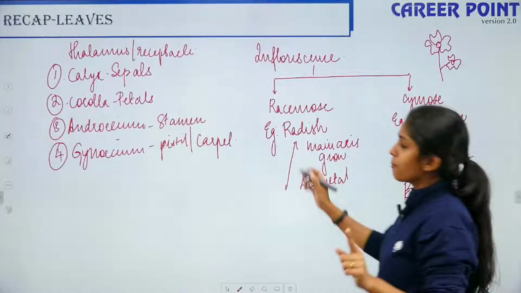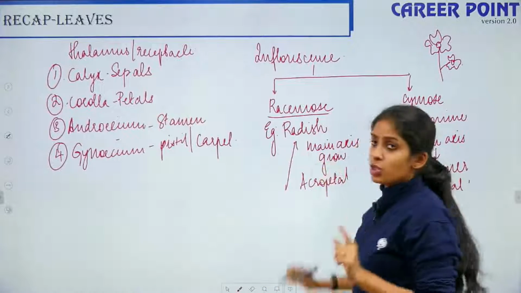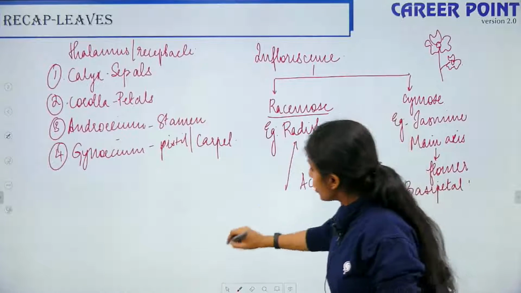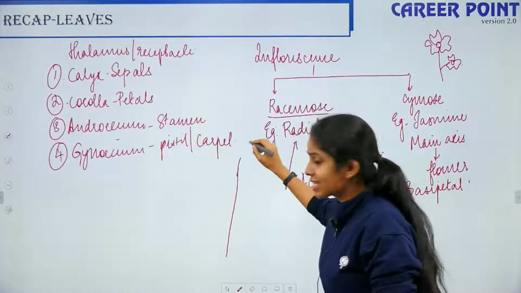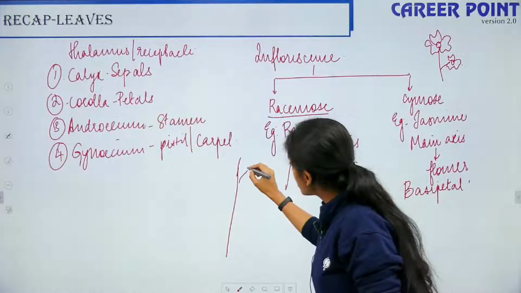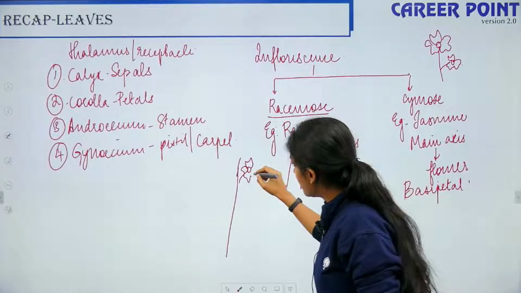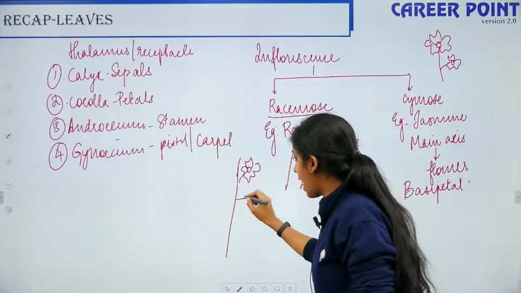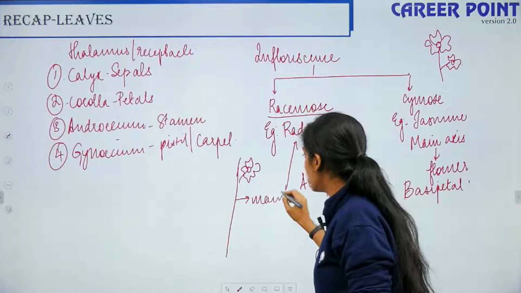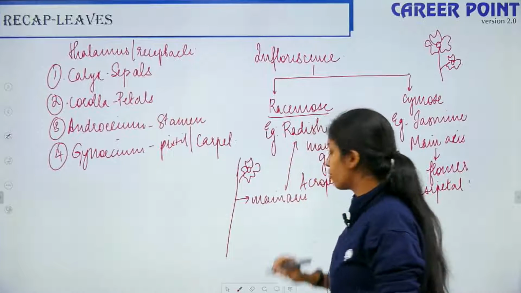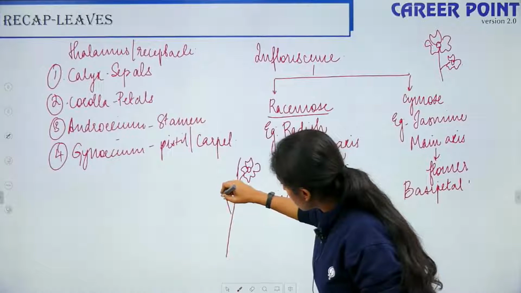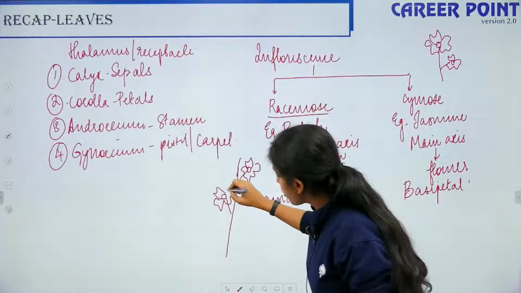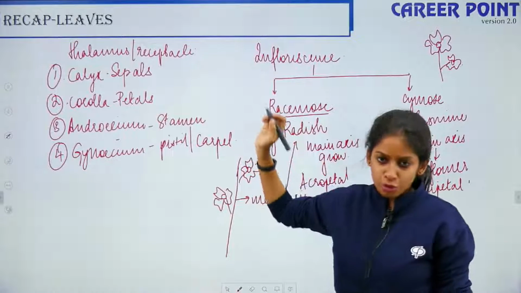So the first type of inflorescence is racemose. In racemose inflorescence, if this is a plant, the main axis will grow, and the flowers are borne on the side axis. This is your racemose inflorescence. This is the main axis. The main axis continues to grow in racemose inflorescence, and the flowers are present in the side branches. As a result, the plant continues to grow.